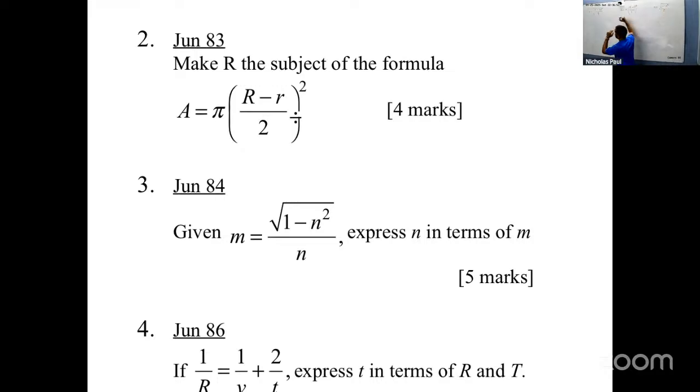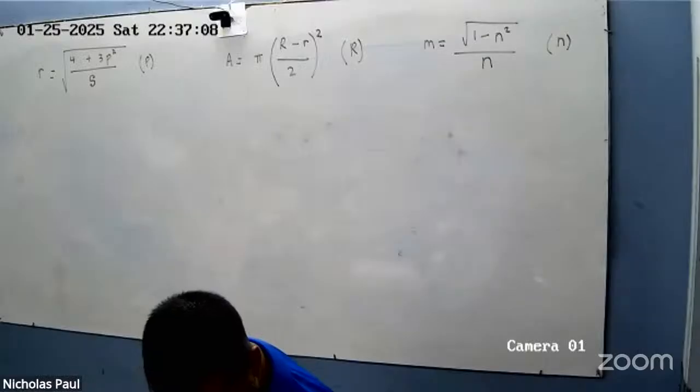Right, so in the first one, they wanted to make P the subject. Second, they wanted to make capital R the subject. And third is my favorite, they wanted to make N the subject. Personal favorite. So you play it out.